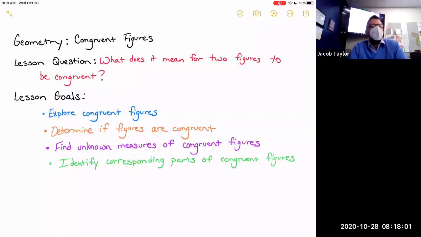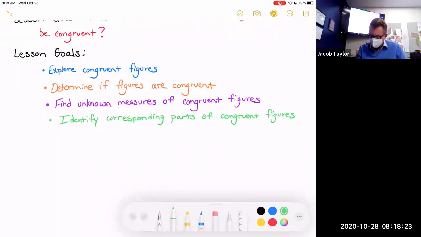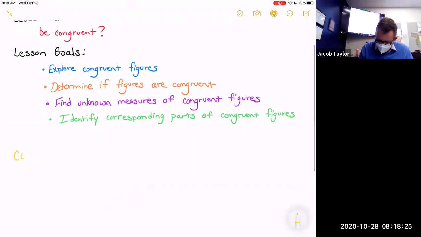All right, so tell me, children, what does it mean when I say that figures are congruent? I think I heard the right answer. Good, so what Emily said was same angle measures and same side lengths, which is exactly right. A faster way to say that would be congruent means they are the same size, same shape.